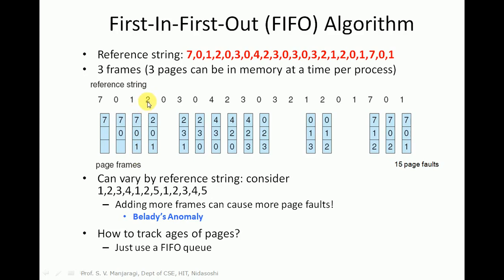The next page reference we make in the reference string is 2. We are supposed to load 2 into the memory, but no free frames are available, and 2 is also not there in the memory. A page fault occurs, and no free frames are available here. Then we need to go for the page replacement. So what is the page replacement strategy? It is based on first in first out. The page which is brought first will be replaced first.